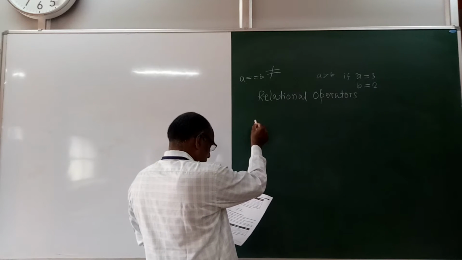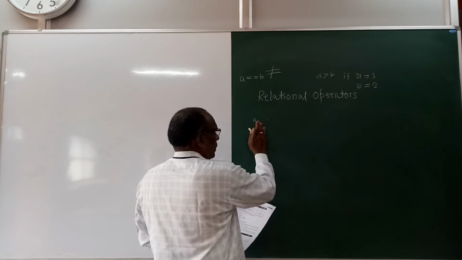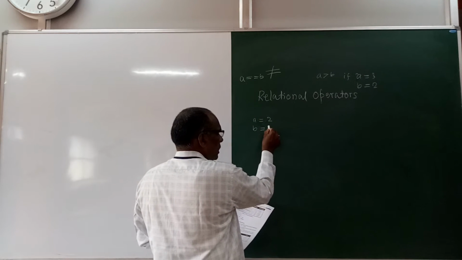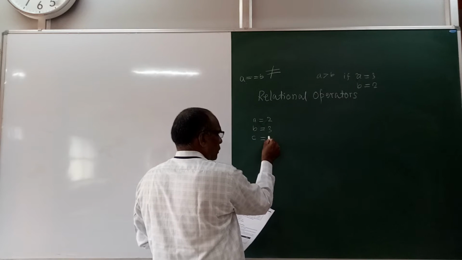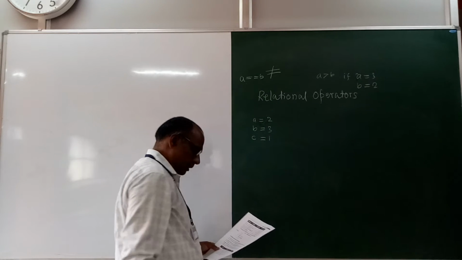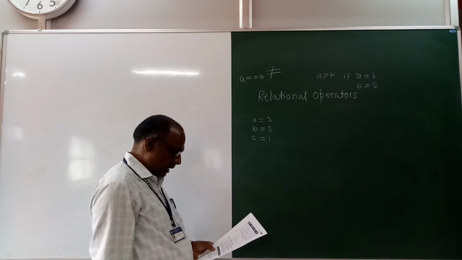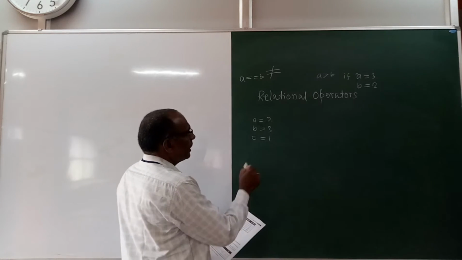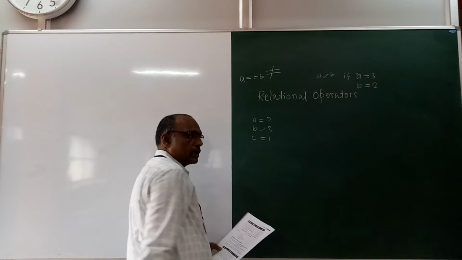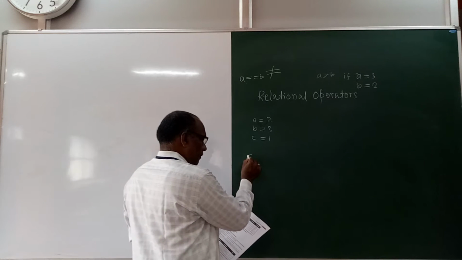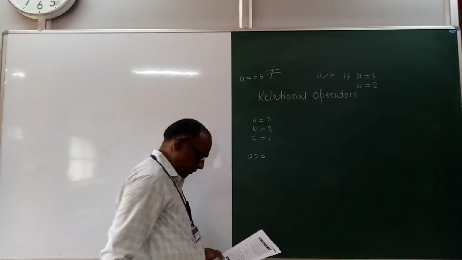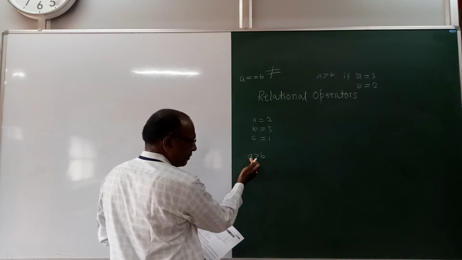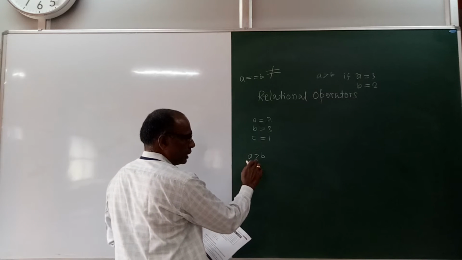Let us take one example here, how it works. Assume A is equal to 2, B is equal to 3 and C is equal to 1. These are integer constants, integer variables. At a given instant they have these values. Now if I write the relational expression A greater than B, look at this: A is 2 and B is 3. We cannot say it is true.